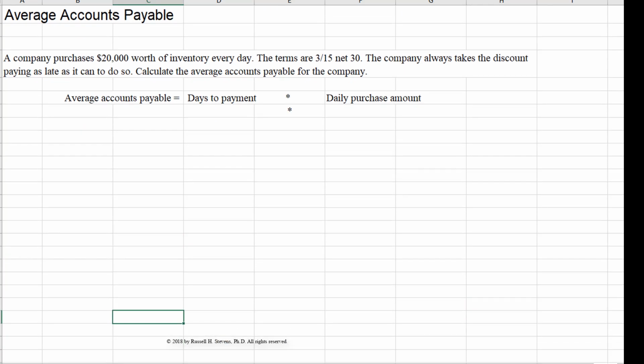The final problem on this video calculates the average accounts payable. Once again, it's a simple formula assuming that a company always pays at the last minute while still being eligible for the discount. Highlight the workbook cell directly under Days to Payment and type in 15. Highlight the workbook cell directly under Daily Purchase Amount and type in 20,000. Highlight the workbook cell directly under Average Accounts Payable. Type in an equals sign, highlight the 15, type in an asterisk denoting multiplication, highlight the $20,000, and press Enter. The average accounts payable for this company would be $300,000.